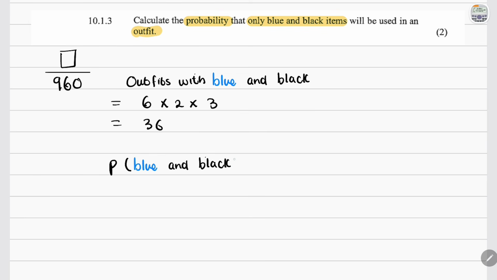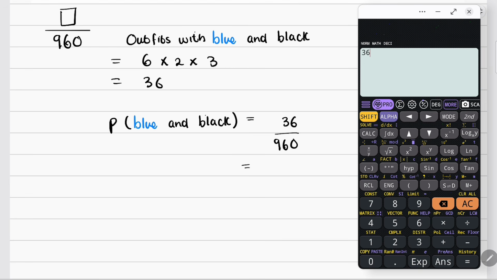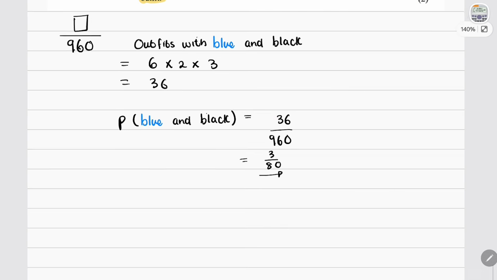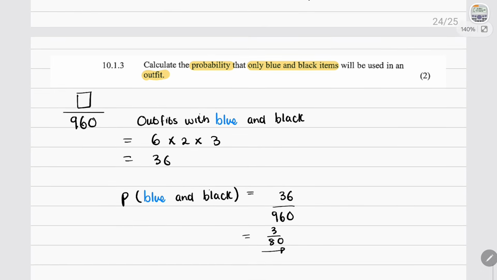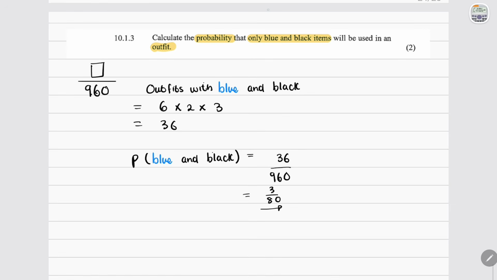Then this is just going to be equal to that 36 over the total number of outfits he can create in his wardrobe, and that is 960. I know that can definitely simplify. So 36 over 960, I'll just leave it as a fraction. So this is going to be 3 over 80. I don't want to leave it as a decimal because then we must round off, and I just want it to be as accurate as possible. So there we are, 3 over 80 is our answer there. And that is it for that question. Moving on to the next question.